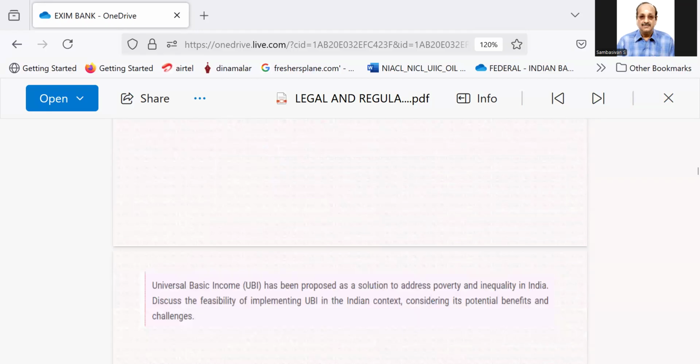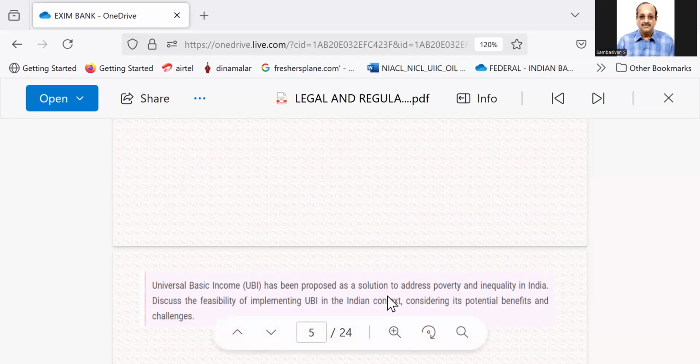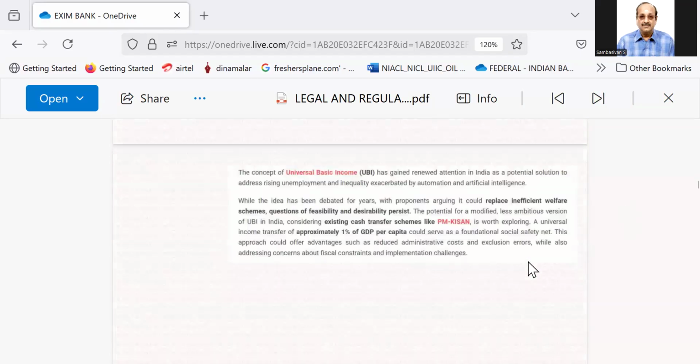Universal basic income has been proposed as a solution to address poverty and inequality in India. Discuss the feasibility of implementing universal basic income in the Indian context, considering its potential benefits and challenges. The concept of universal basic income has received attention in India as a potential solution to address rising unemployment.